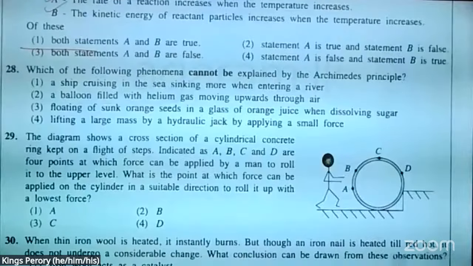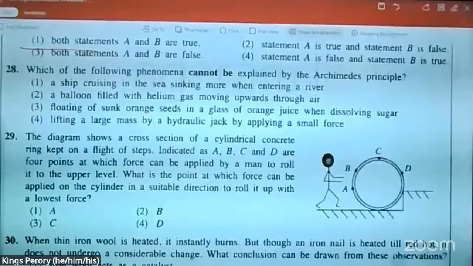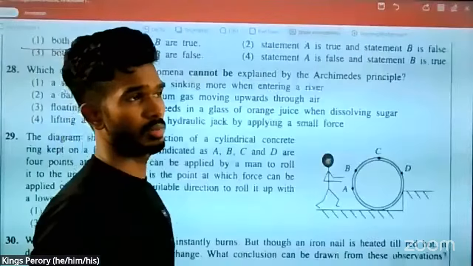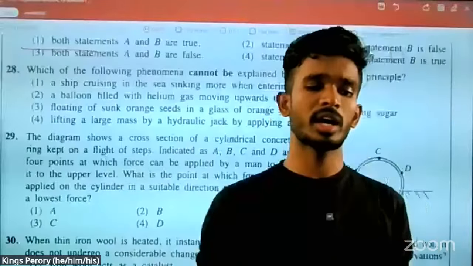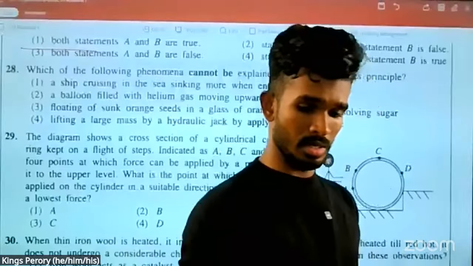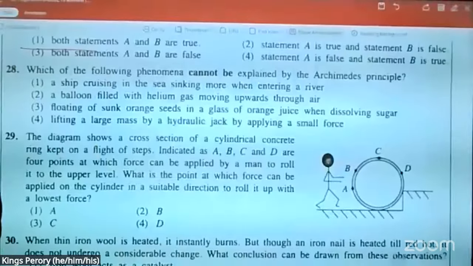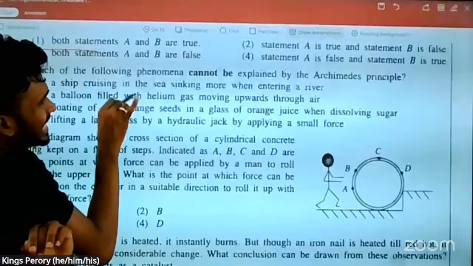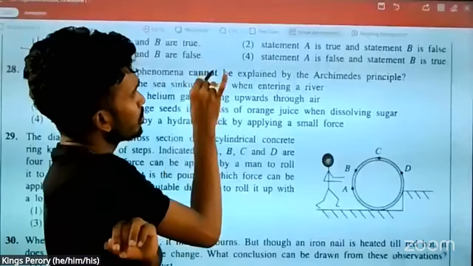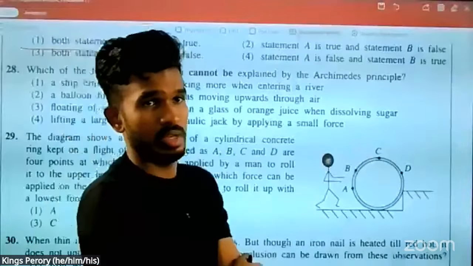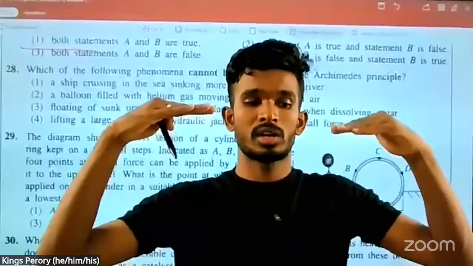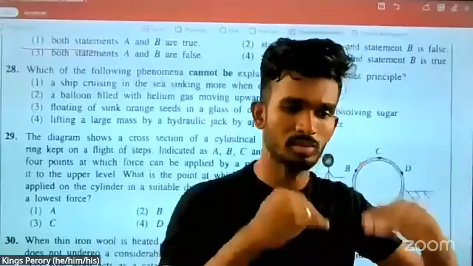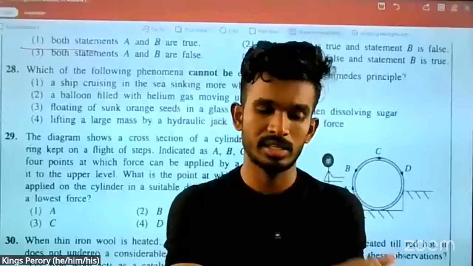Question 29. Which of the following phenomena cannot be explained by Archimedes principle? Now, this is the third or fourth time we are coming across Archimedes principle. Which of the following cannot be explained by Archimedes principle? A ship cruising in sea, sinking more when entering a river. Usually when a ship transfers from the sea to the river, it sinks more.